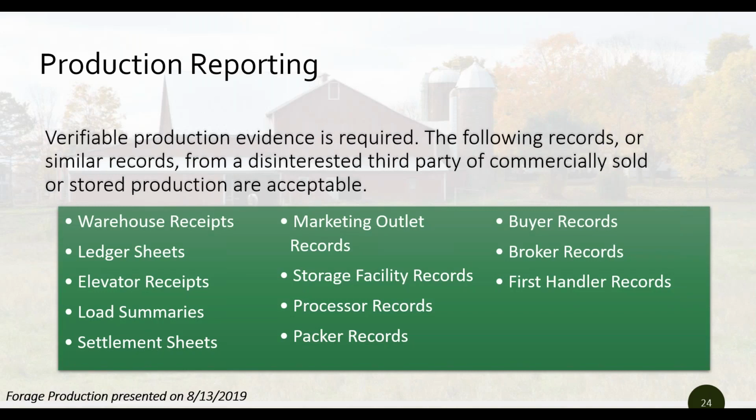So verifiable production, we just introduced the new term there. That evidence is required. Here's a list of some of the things from a disinterested third party that can be acceptable. You can read the list there, but it includes warehouse receipts, storage facility records, packer records, first handler records, load summaries, and settlement sheets, etc.